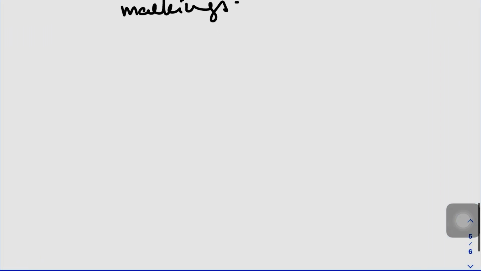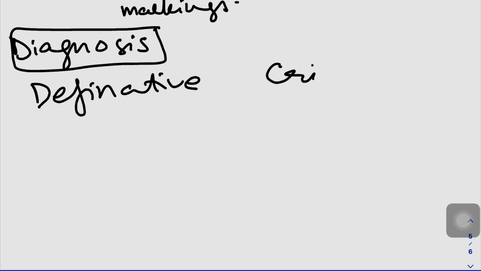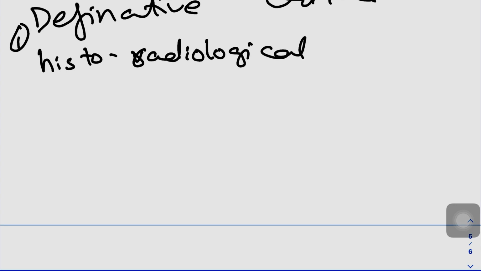How to diagnose it? For definitive criteria, histo-radiological confirmation plus exclusion of other interstitial pneumonias. As we discussed above, what are the findings in histology, what are the findings in radiology. Plus exclusion of others.